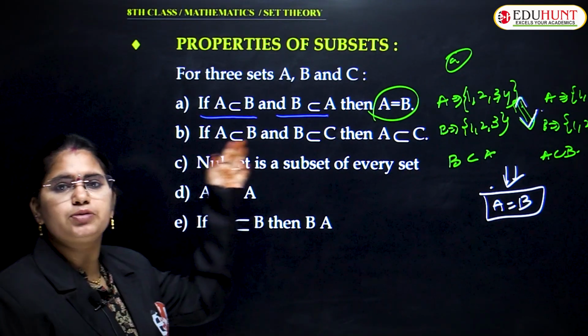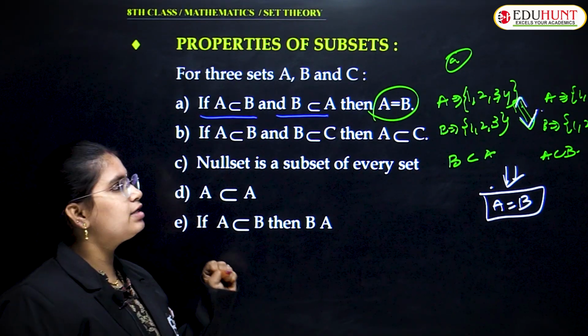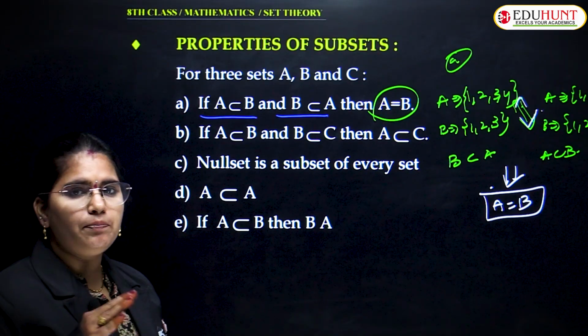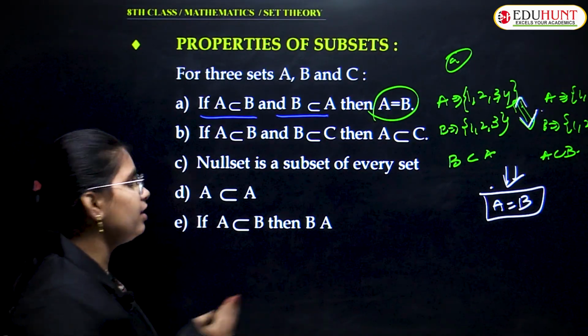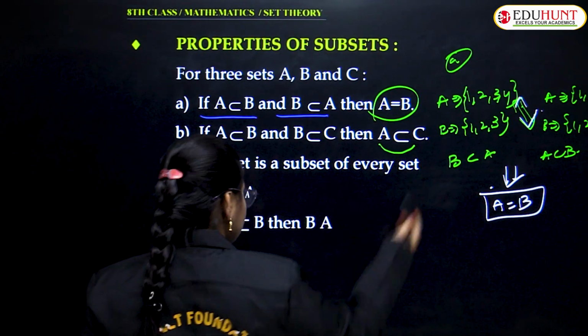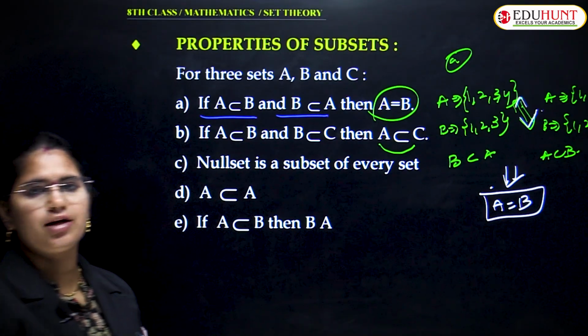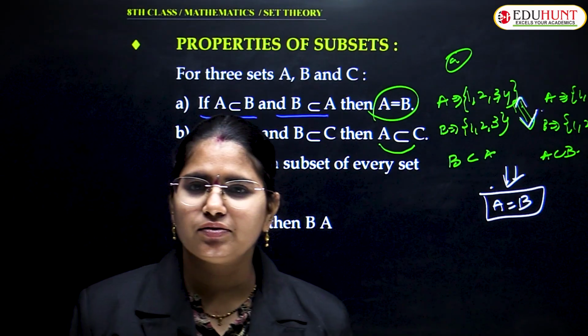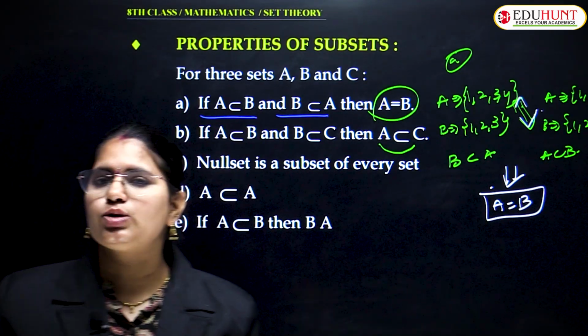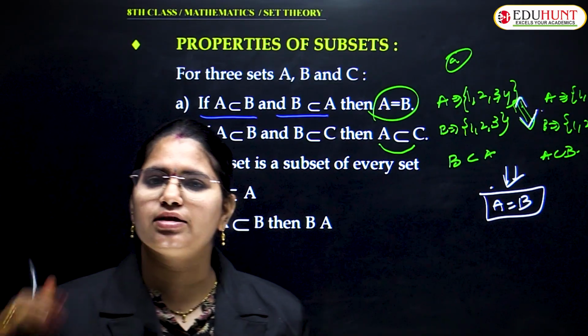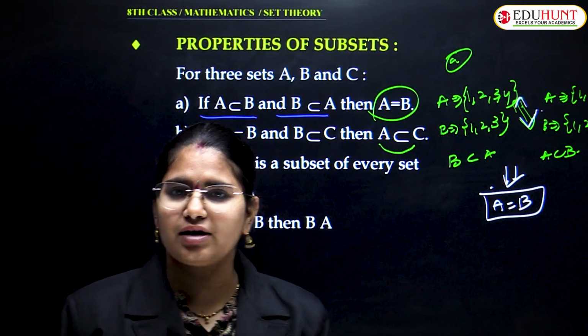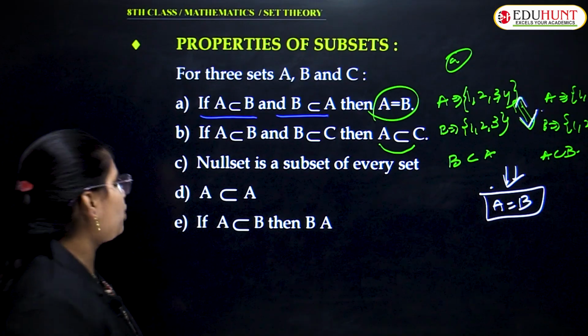If A is a subset of B and B is a subset of C, then A is a subset of C. This is called the transitive property, right? If A is equal to B and B is equal to C, then A is equal to C. This you are learning from your earlier classes, right? That is the second property.